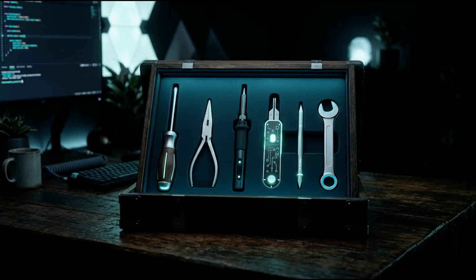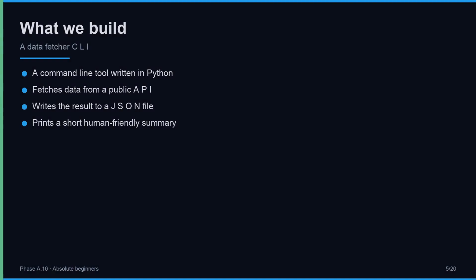Look at the tools you have collected. Today you put them all into one small real tool. Here is what we build. A command line tool that takes a city name, asks a weather API for the current conditions, writes the raw response to a JSON file on disk, and prints a short summary like the temperature and description. Small enough to fit in your head, real enough to use every pattern from this chapter. By the end, you have a tool you can hand to a friend. The weather API is just an example. Swap it for any API and the structure stays the same.